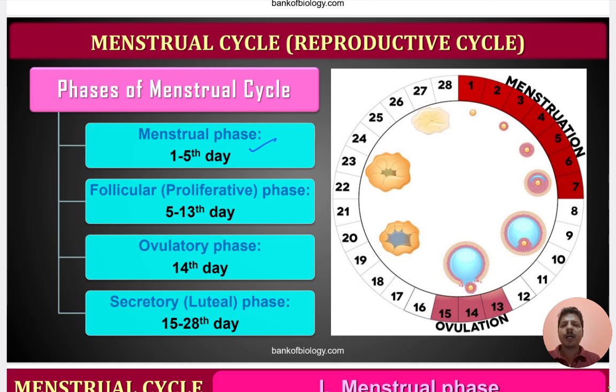First, the menstrual phase, day 1 to 5, or 1 to 7 also. Coming to the follicular or proliferative phase, 5 to 13 days. Then ovulation occurs on the 14th day, and then the secretory or luteal phase, from the 15th to the 28th day.